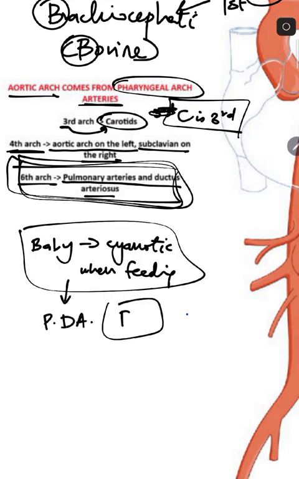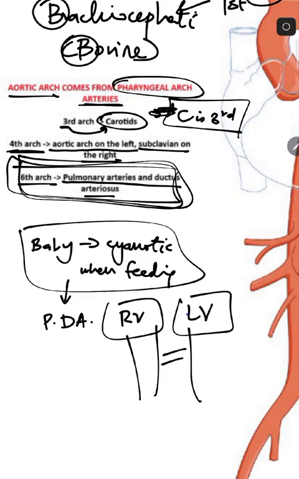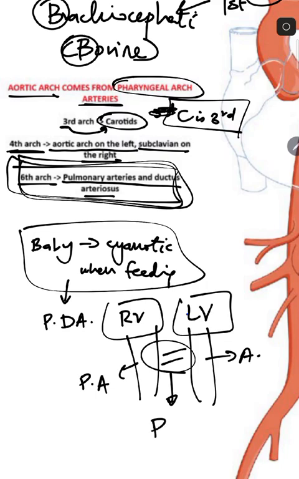So if this is the right ventricle, this is the left ventricle, this is the pulmonary artery, this is the aorta, and this is the pulmonary artery. Here is the ductus arteriosus. Now, normally when the child is born, this needs to be closed. We give medicine to close it if it doesn't. But if it stays open, it's patent ductus arteriosus. And when the child is feeding, there's elevated pressure on the right side, which results in deoxygenated blood going to the aorta. And that's why the child is cyanotic.